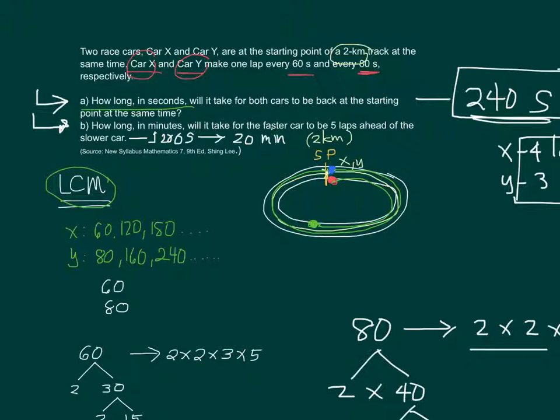Okay? Now, before we end the solution to this problem, take note how we answered letter B, because letter A is somehow a bit easier to answer as compared to letter B, because the letter A question is all about finding the LCM of 60 and 80. And then for letter B, once we know how many seconds until they are at the same time, if we want to have them at a 5 laps difference, then we simply multiply 240 by 5, and that will give us 20 minutes or 1,200 seconds.